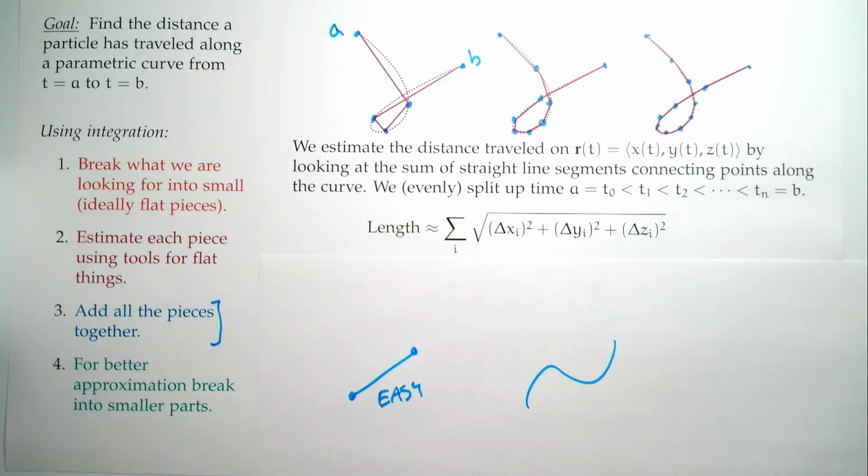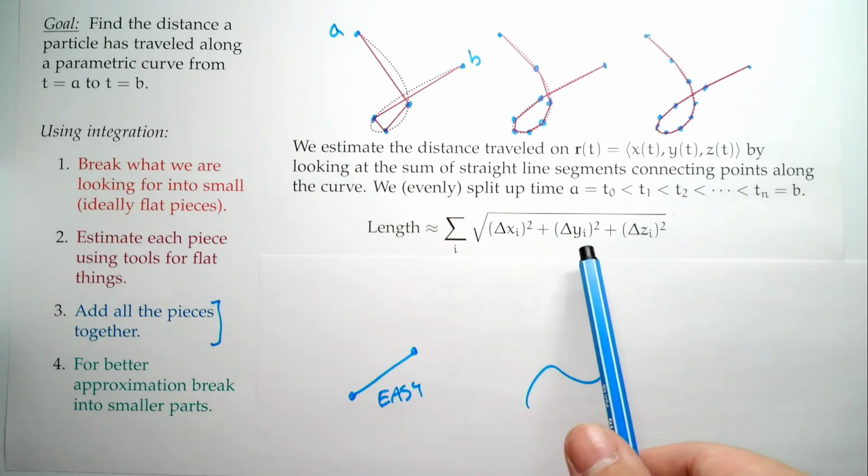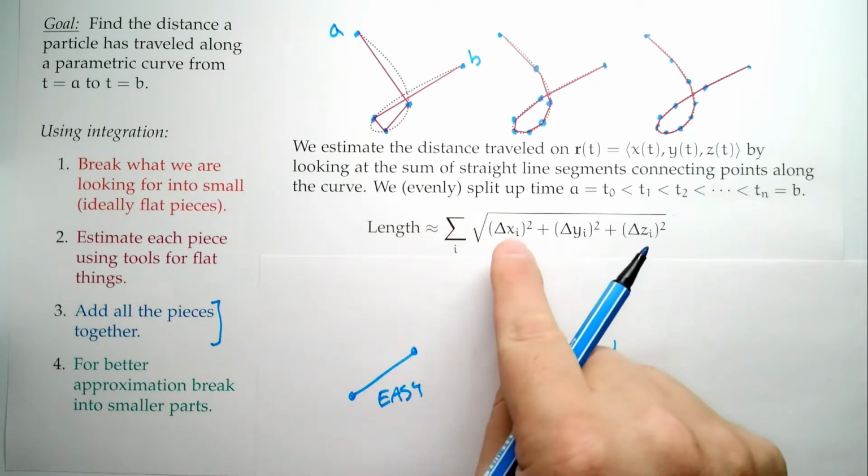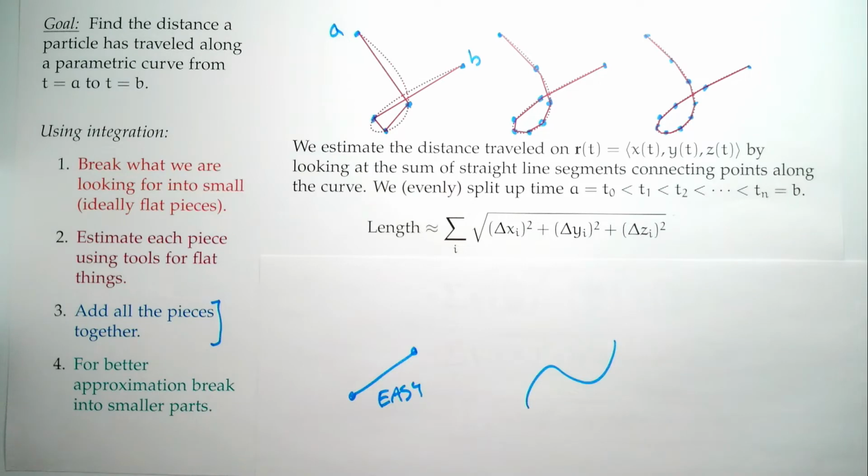The way you find the length between two points is the distance formula. If you recall, that's the square root of x1 minus x0 squared, plus y1 minus y0 squared, plus z1 minus z0 squared. If you think about what's happening, you're looking at differences. When you see the symbol capital delta, you should think, oh, I'm looking at a difference between two things. So the distance formula says: how much you change in x, square that; how much you change in y, square that; how much you change in z, square that. Add it all up and take the square root. So there's our approximation.